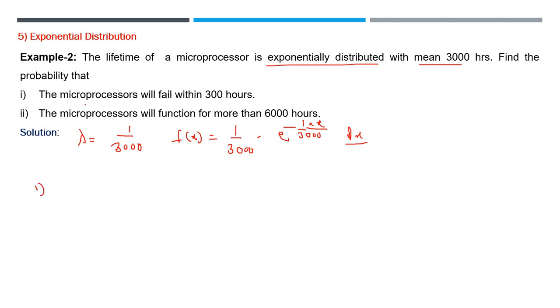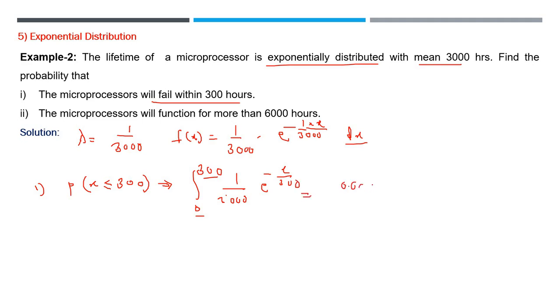Now let us take the first case. The microprocessor will fail within 300 hours. Within 300 hours means the probability that x is less than or equal to 300. That means it goes only up to 300 hours, so the lower limit is 0 and the upper limit is equal to 300. It starts from 0 and goes up to 300, with 1 upon 3000 e raised to power minus x upon 3000. If you calculate this value, it comes out to be 0.0951.